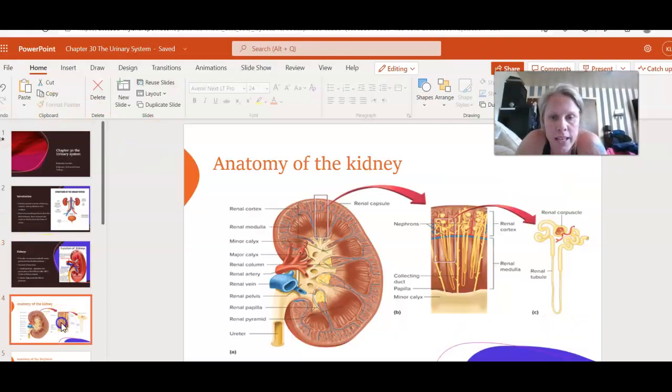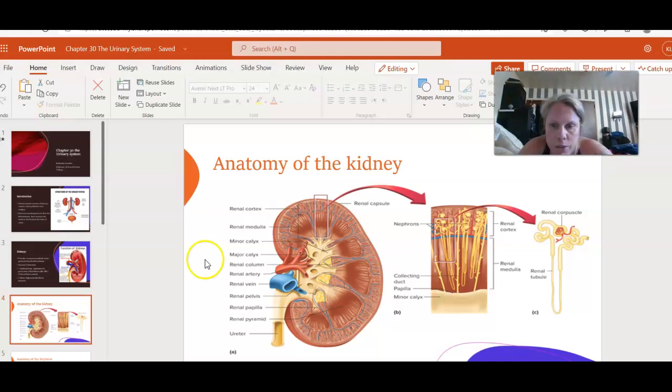And then if you look at the anatomy of the kidney, you have your renal cortex, which is at the top, your renal medulla, which is the middle portion of the kidney, and your renal pyramids, which are divided into triangular shaped areas. Your renal columns are the portions of the cortex located between the pyramids. Your renal pelvis inside the kidney is formed by the expansion of the ureters inside the kidneys.